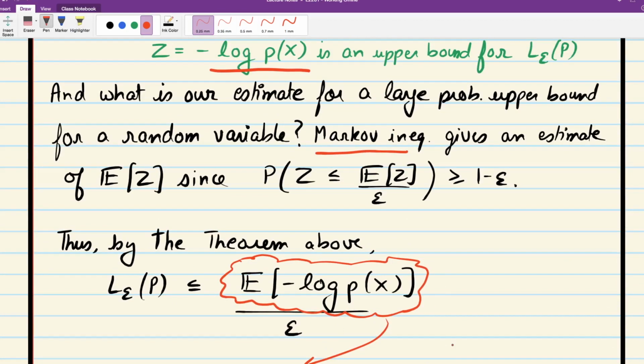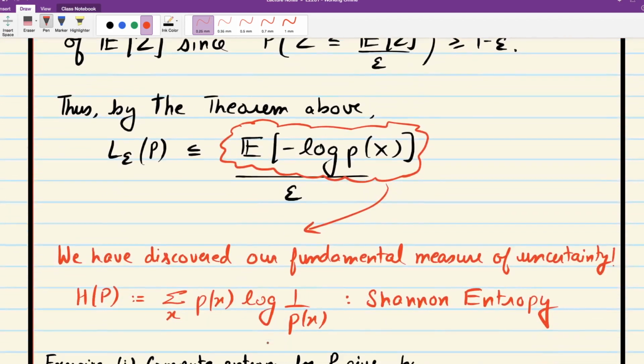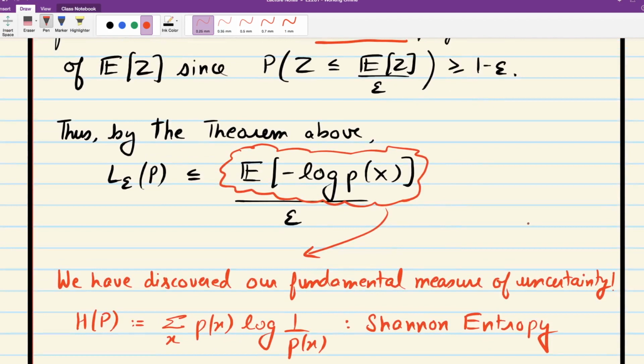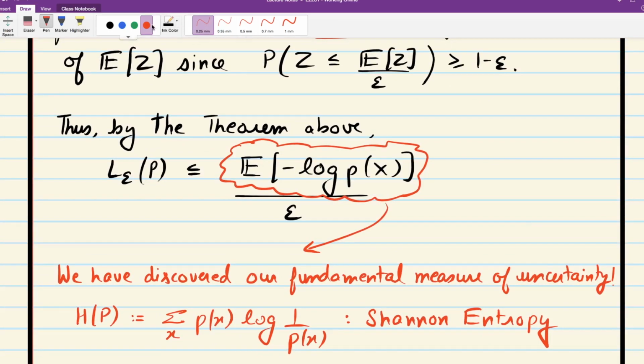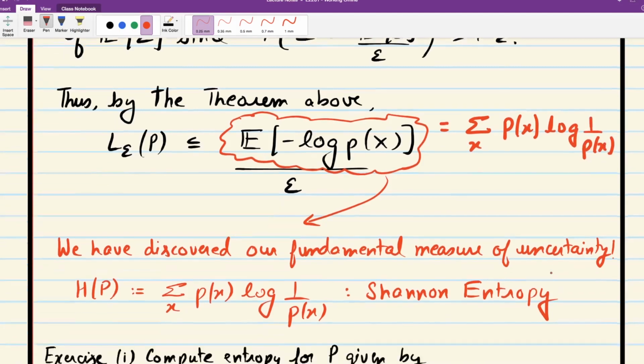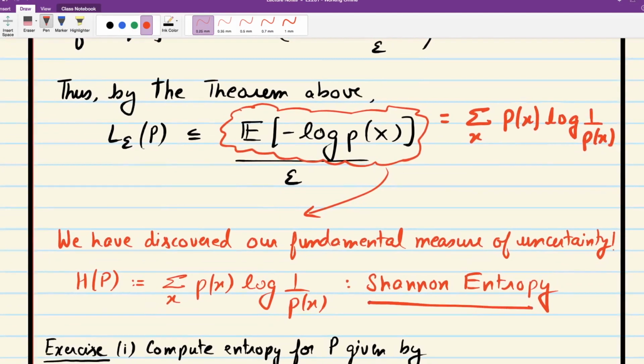So this quantity will serve as an upper bound for this length, and in fact this quantity is the fundamental measure of uncertainty we were looking for. So we can expand this. You can see that this expected value is the sum over x of px log 1 by px, and it has a name. It is the Shannon entropy. Okay, so this is the first important quantity we see in this course. It's denoted by H of p. Shannon entropy of a random variable with PMF p is denoted by H of p.